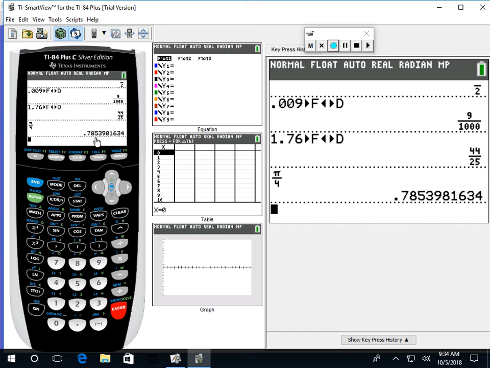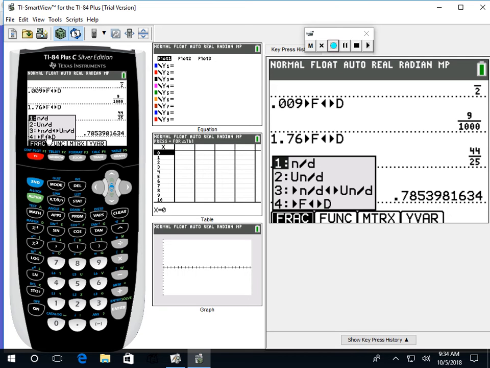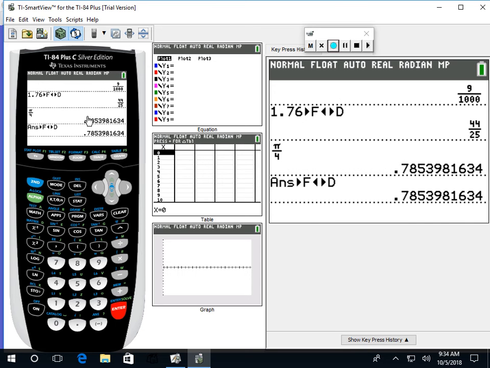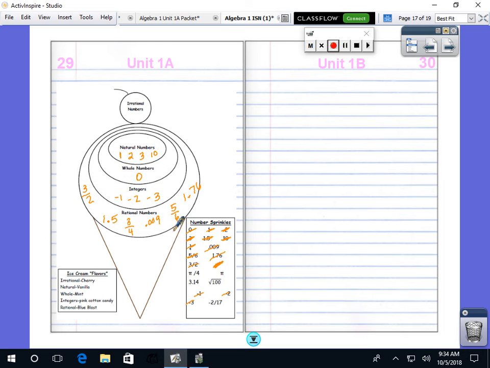Now, see how this number doesn't have a repeating pattern and it doesn't terminate, it continues going on? And watch, if I try to turn it into a fraction using number 4, it will not become a fraction. It just keeps spitting out that decimal value. So pi/4 is not rational. That's what we would consider irrational, because it won't become a fraction. Okay, pi is always irrational.